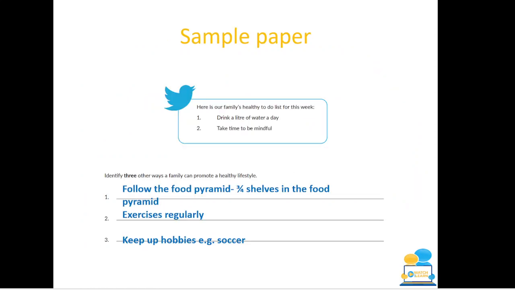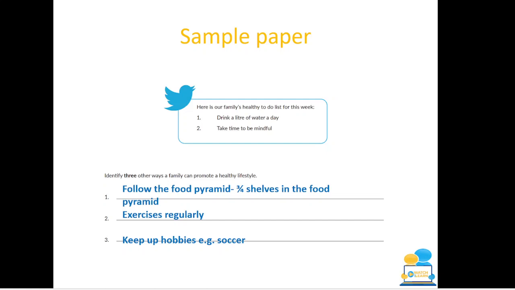So this is a sample paper from the NCCA. It says, here's our family's healthy to-do list for the week. Drink a litre of water a day, take time to be mindful. Identify 3 other ways a family can promote a healthy lifestyle. So identify means small, okay? You're just going to write down a very brief sentence there. A family can promote a healthy lifestyle.